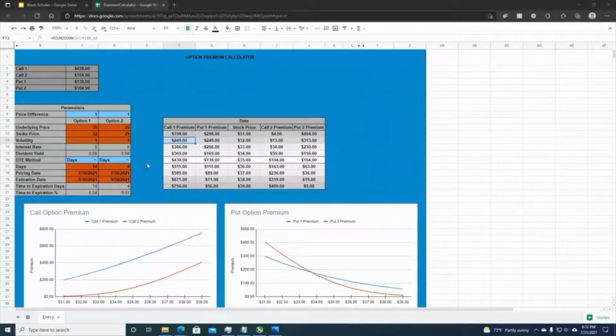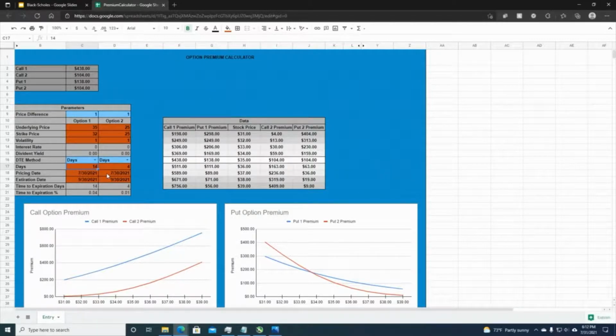Now some of the other things you can do with this tool, or this calculator, is you can see how the premium would change on a day-to-day basis or on an implied volatility change basis. So right now we're saying that with an underlying price of $35 and a strike of 32 with 14 days out, the call is worth $438.